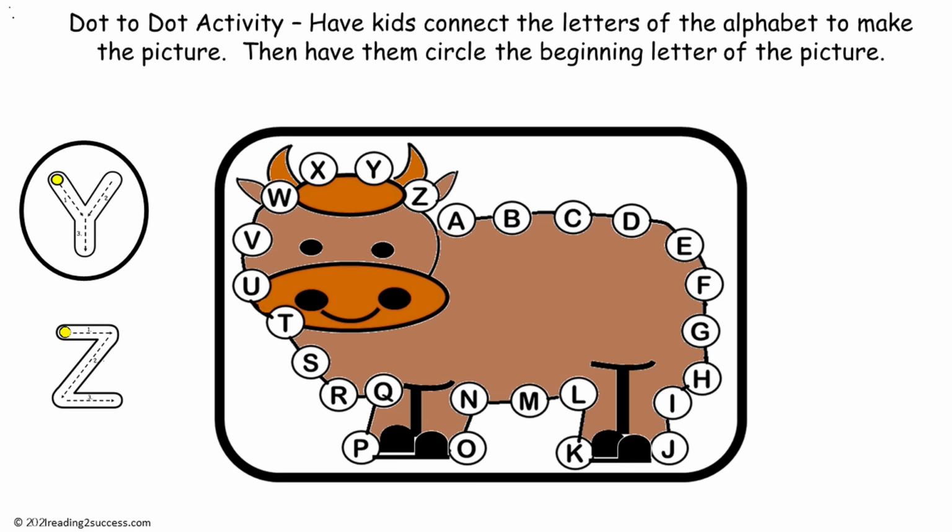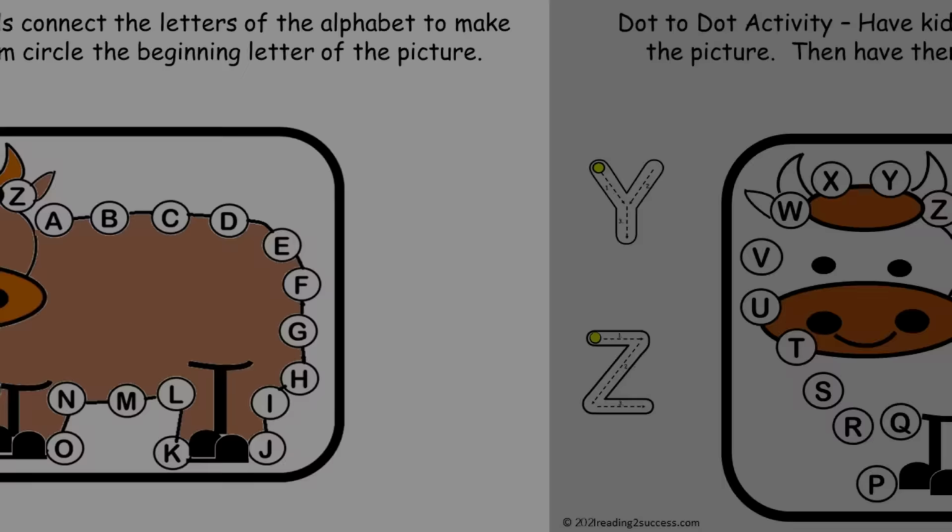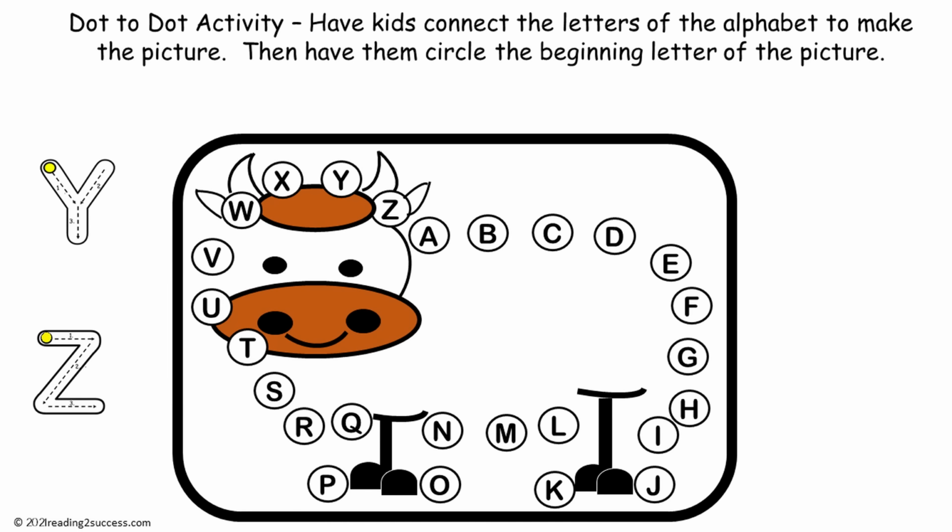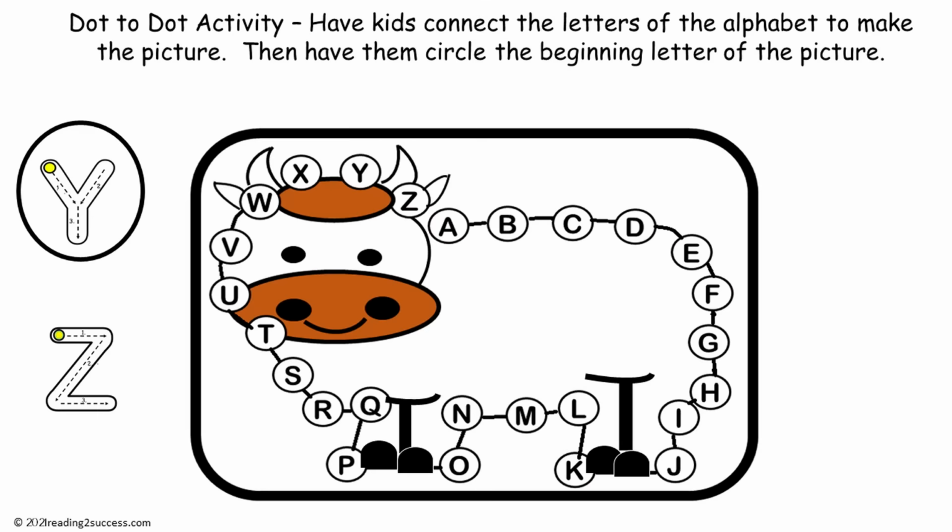Now have kids complete the dot-to-dot activity. Have kids connect the letters of the alphabet to make the picture. Then have them circle the beginning letter of the picture. This is the dot-to-dot practice page. This is a completed example. Now have the kids color in the yak.